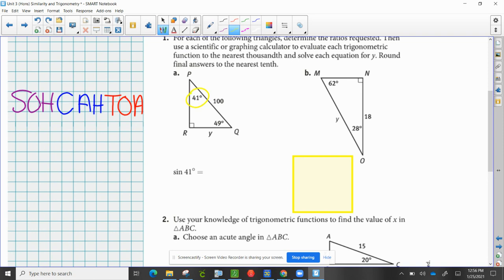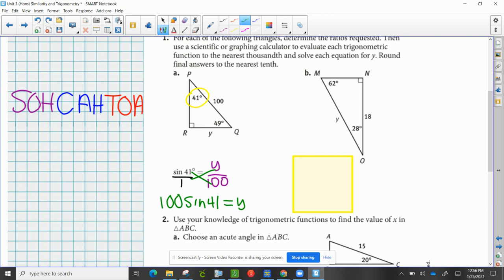Well, here's 41 degrees. So the sine, I would use the opposite side, so y, over the hypotenuse, which is 100. And now we need to solve this for y. So the easiest way to do that, in my opinion, is to think of this like a proportion. Okay, so if I put that sine over 1, then I can cross multiply these. So 100 times the sine of 41. And then y times 1 would just be y.